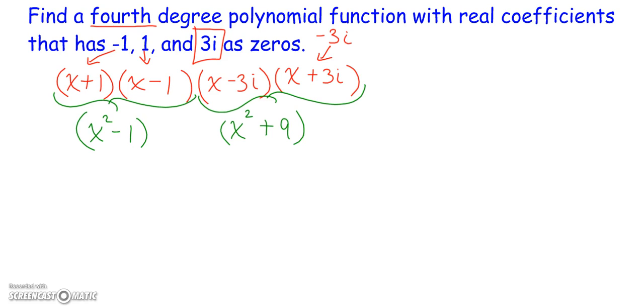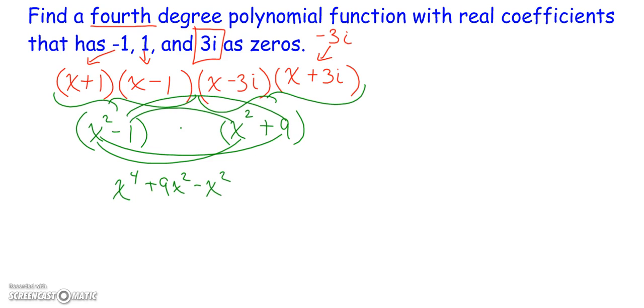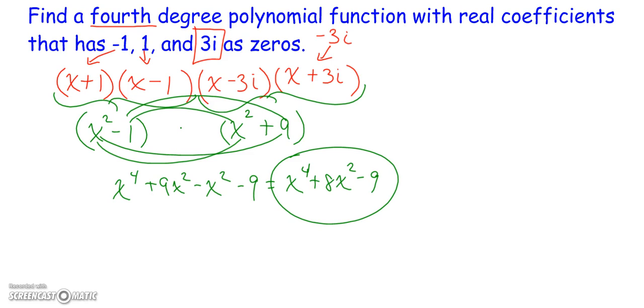Now to make this a 4th degree polynomial, I have to do one more big FOIL, which means x squared times x squared is x to the 4th. X squared times 9 is plus 9x squared. Minus x squared, minus 9. That's going to be x to the 4th plus 8x squared minus 9. If you didn't believe me, you could actually factor that and get zeros negative 1, 1, 3i, and negative 3i. So that's one way you could check your answer, although it'd be a lot of work. Okay, let's keep moving on.